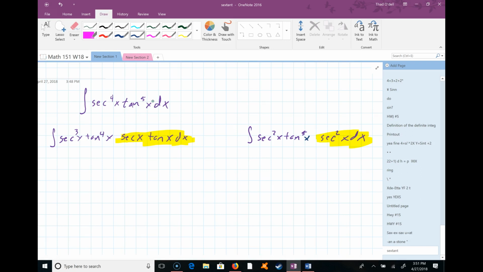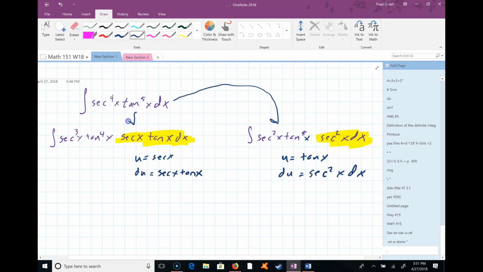In this one, we're wanting u to be secant x, and then du would be equal to secant x tangent x. In this one, we're letting u equal tan x, and therefore du would be secant squared x dx. So again, what I did was I took this and rewrote it in two different ways. So you can see clearly the two options here, because if I'm dealing with secant and tangent, if u is tangent, then I'm going to have secant squared as my derivative, and if u is secant, then I can have secant x tangent x dx, by the way.